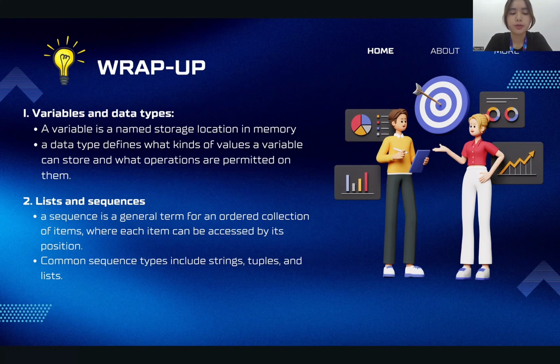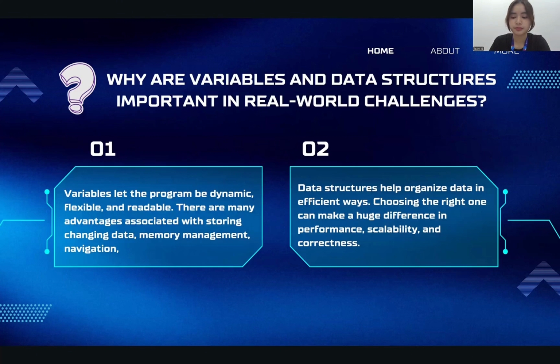We have gone through 2 important topics in Python programming: variables and data types, and lists and sequences. For variables and data types, a variable is a named storage location in memory, while a data type defines what kinds of values a variable can store and what operations are permitted on them. The second topic is lists and sequences. A sequence is a general term for an ordered collection of items, where each item can be accessed by its position. Some common sequence types include strings, tuples, and lists.